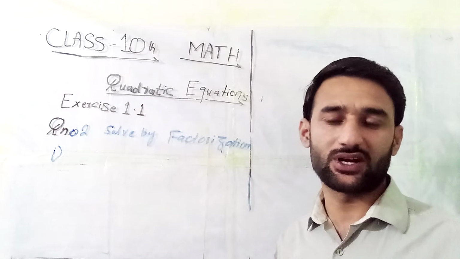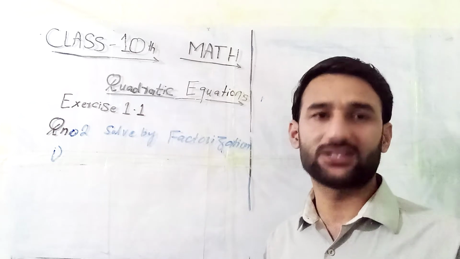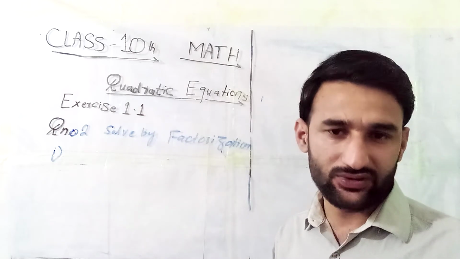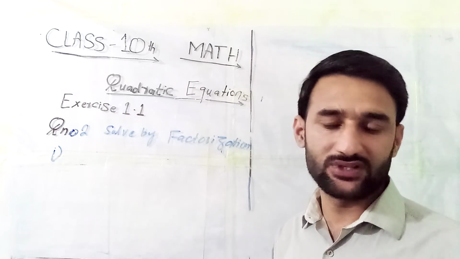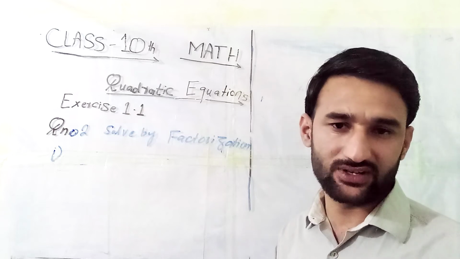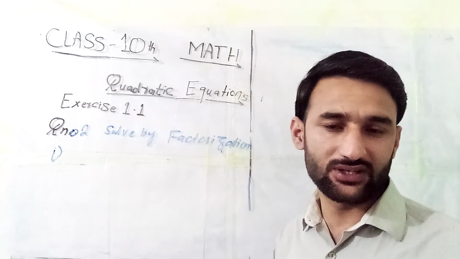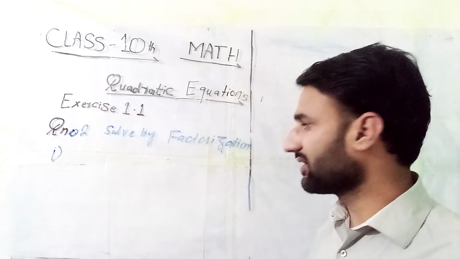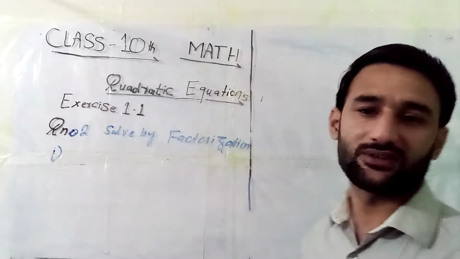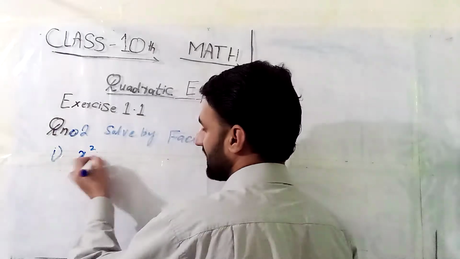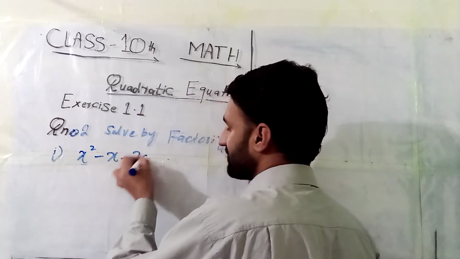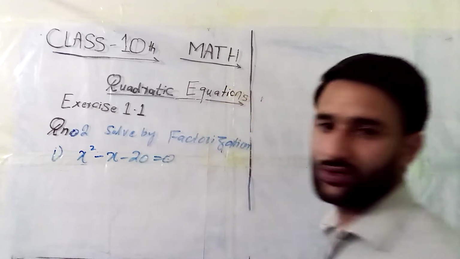Here we have discussed there are 2 methods. Method number 1, how you can find the solutions of a quadratic equation by the completing square method. Then one is called the factorization method. Another is by the formula method. Here we require the factorization method. The question 1 is x square minus x minus 20 is equal to 0.